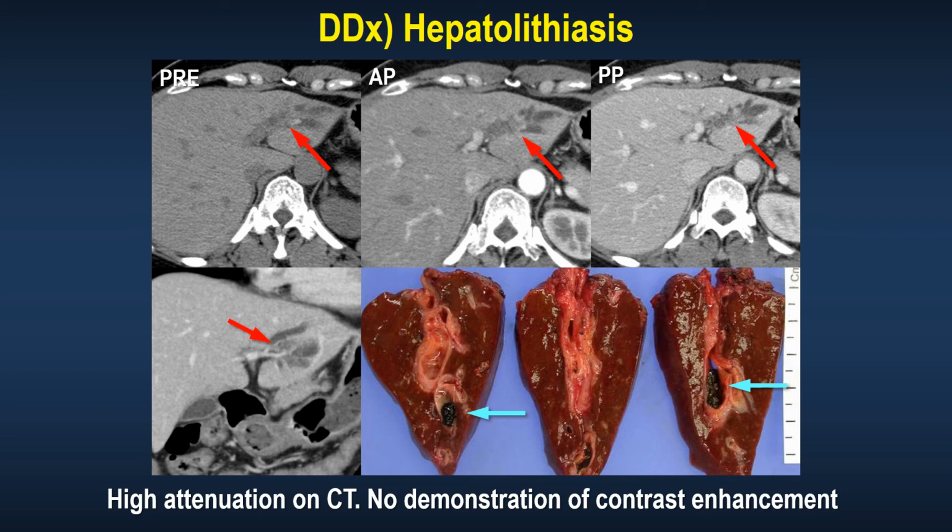In this case, unlike the previous case, the CT pre-contrast shows high attenuation material in the bile duct. On post-contrast arterial and portal venous phase images, the intraductal lesions do not show contrast enhancement, suggesting partially calcified intraductal stones. Intrahepatic stones are observed in the tissue specimen.